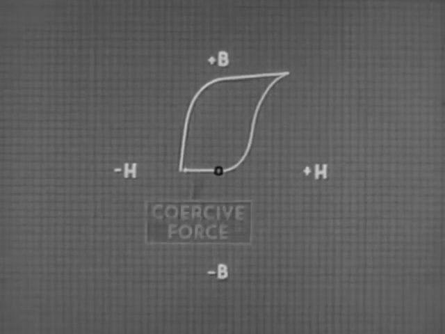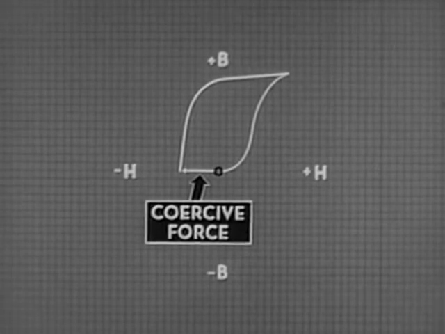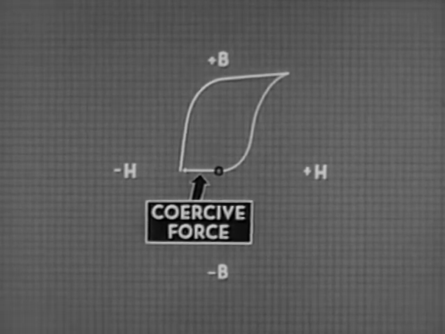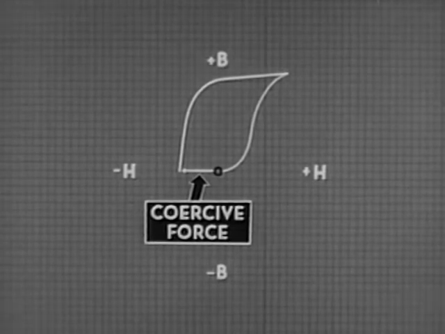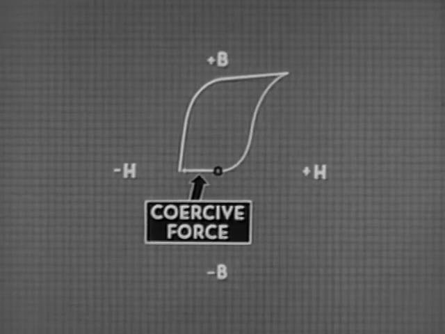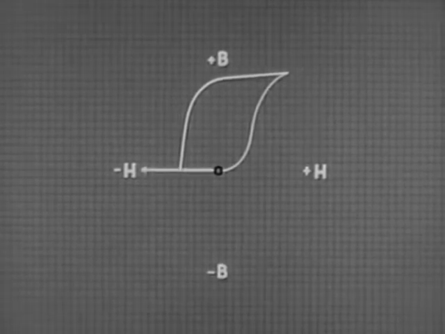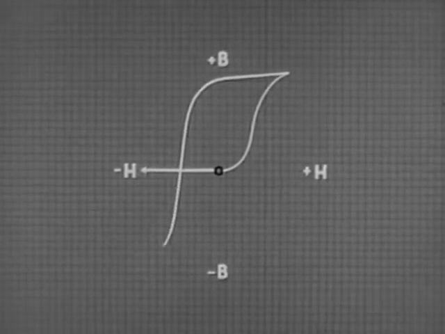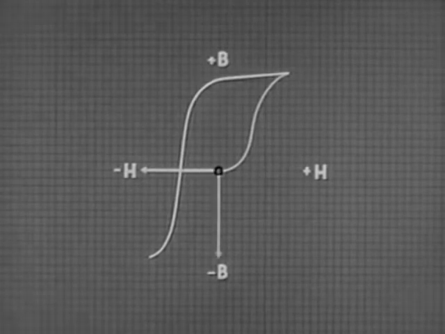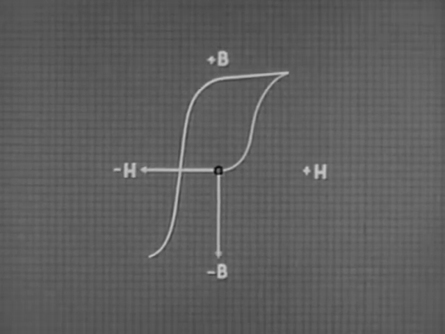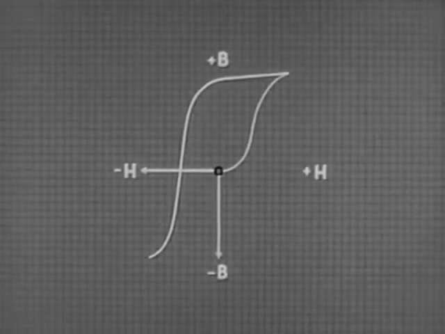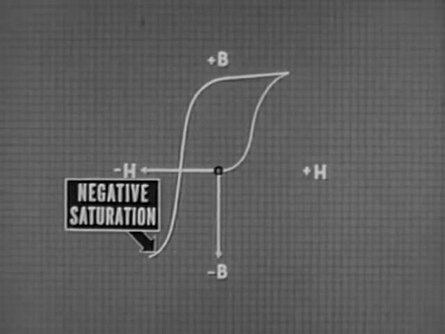The amount needed is called the coercive force. At this point, the material contains no magnetism. The flux density is 0. Adding more negative magnetizing force produces a negative flux density. And again, the core is brought to a state of saturation, negative saturation.